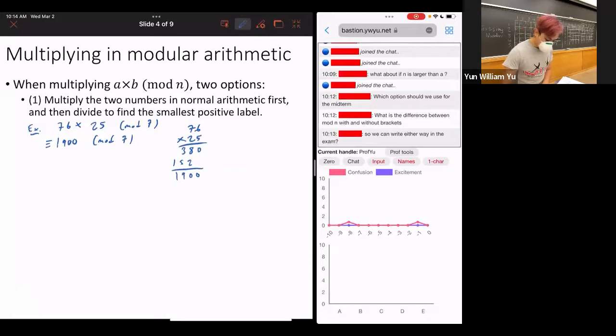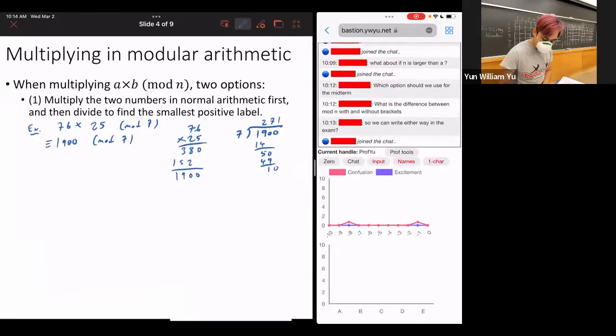What is 1900 divided by 7? By 7, that's 2, 14, it's 50, so that's a 7, 49, 10, 173. So remainder 3. And so this is congruent to 3 mod 7. So that's one way of doing it. And if you have a calculator, that's good enough.